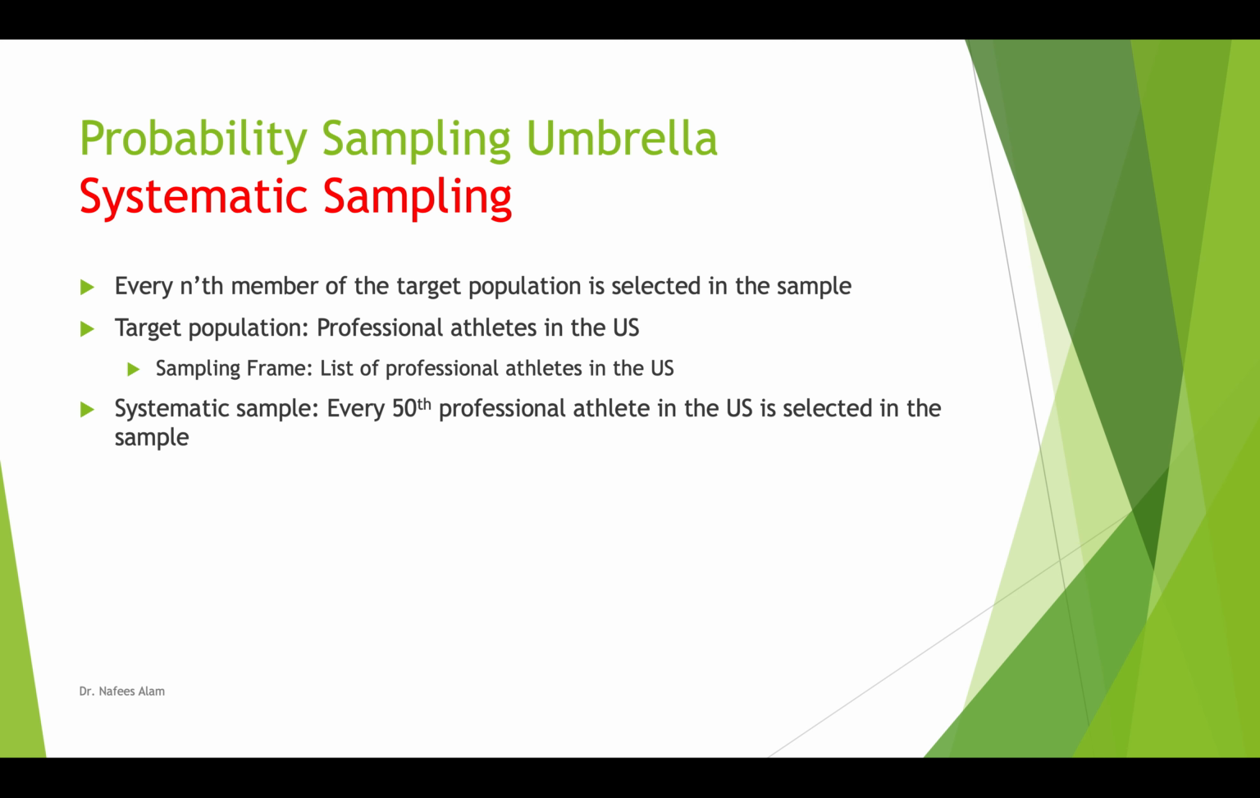Again, under the probability sampling umbrella, we have systematic sampling, where every nth member of the target population is selected in the sample. N stands for any number that you choose. So again, if we have the target population as professional athletes in the United States and the sampling frame as a list of professional athletes in the United States, in systematic sampling, I might select every 50th professional athlete in the United States as part of my sample.